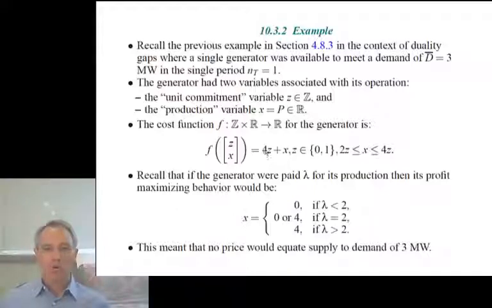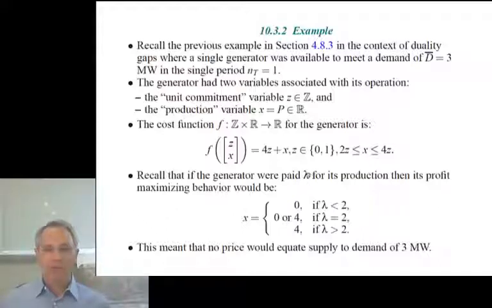In other words, if the generator was committed, we incurred a cost 4 times 1, where 1 corresponds to the generator being committed, and then if it were generating anything it would be incurring an additional cost x, in other words, proportional to the generation. Moreover, we had a constraint that required x to be between 2z and 4z. In other words, when the generator was in service, it had to produce between 2 and 4.